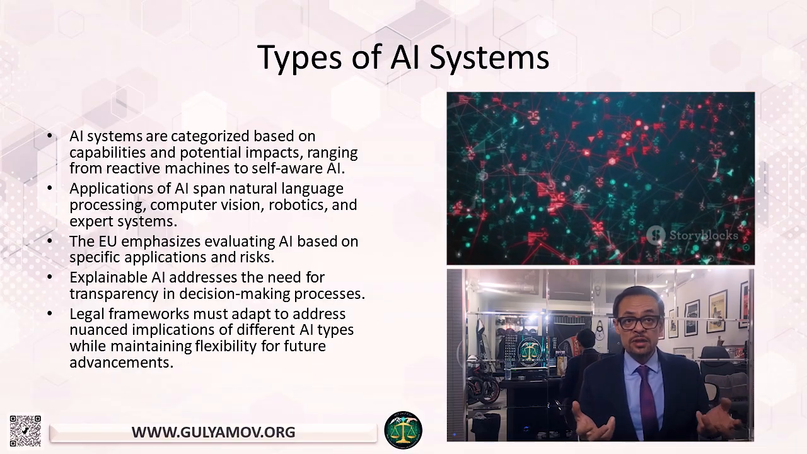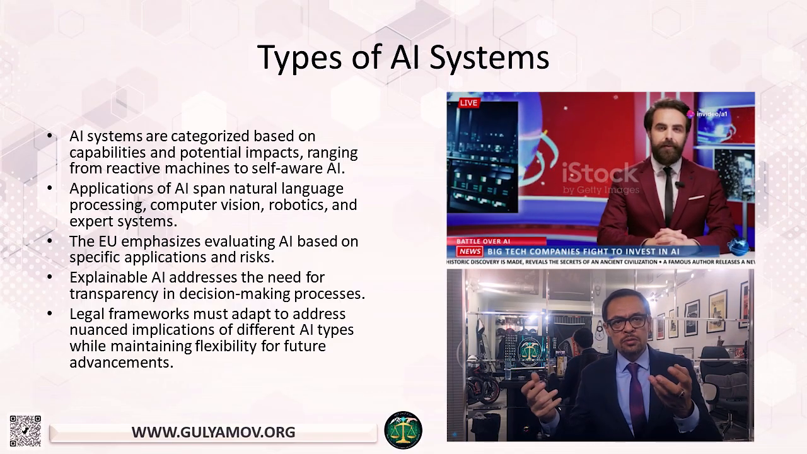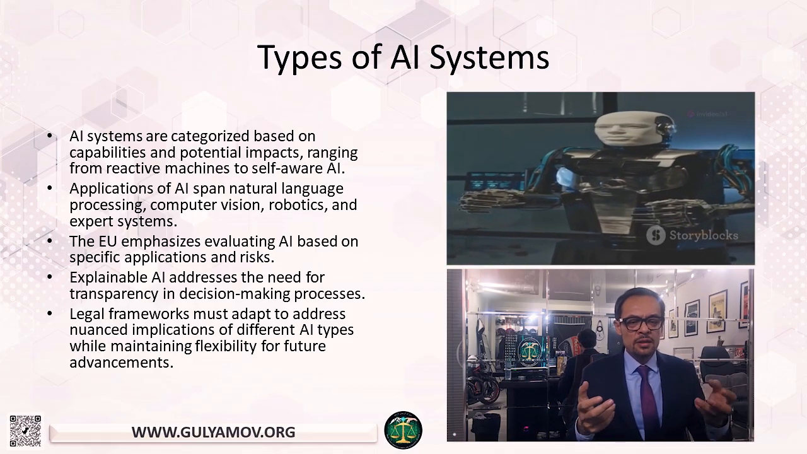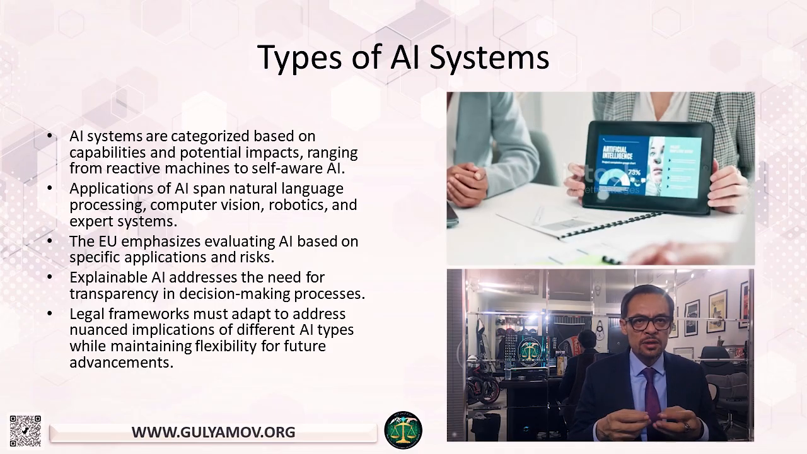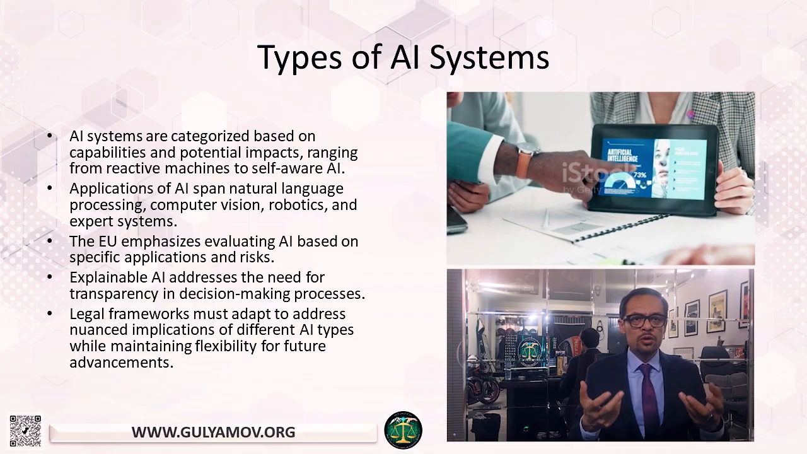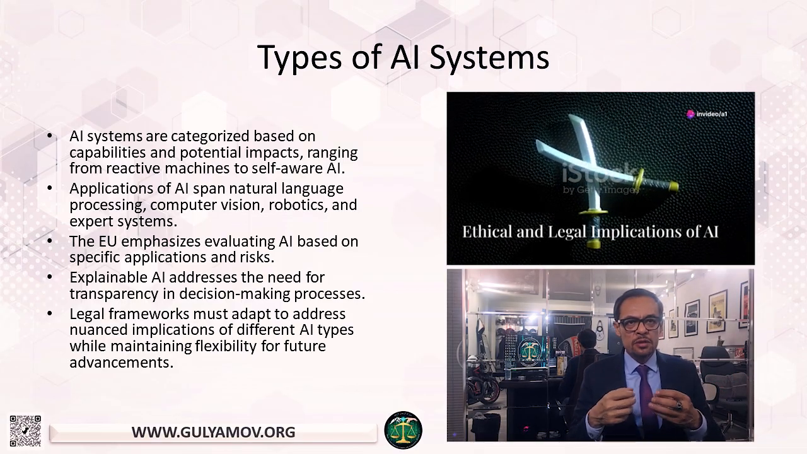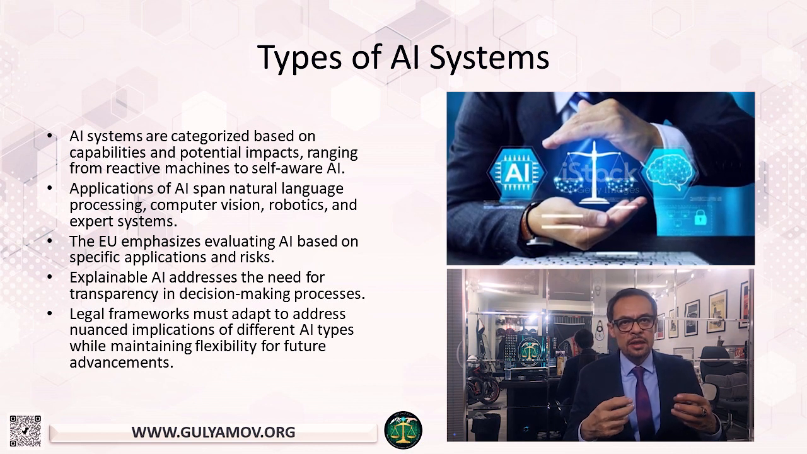Types of AI systems. The diverse ecosystem of AI systems, as depicted on our slide, presents a spectrum of capabilities and potential impacts. From reactive machines to the theoretical realm of self-aware AI, each category brings unique implications. AI's reach extends across various domains, including natural language processing, computer vision, robotics, and expert systems.